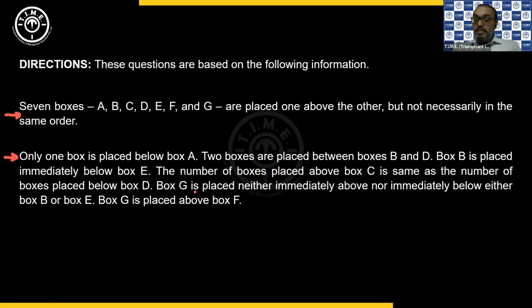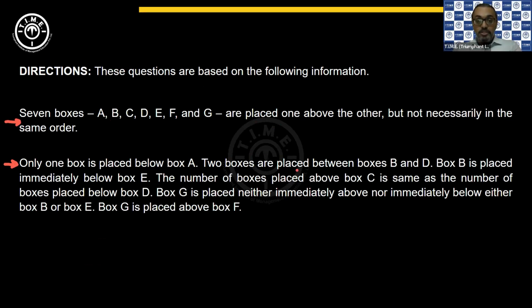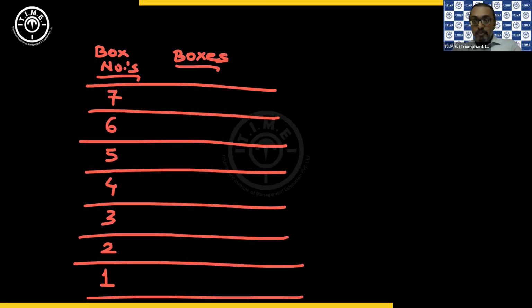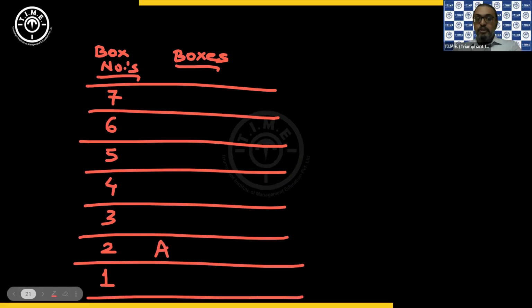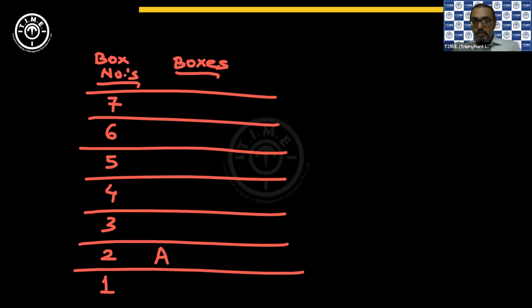Only one box is placed below A. So tell me which position you will have A. Only one box is placed below A. Correct. Very good. Second position. That is correct, Prasanna. So A will be put in the second position. Only one box below A. Yes, that is correct, Rashmi. It is second position.